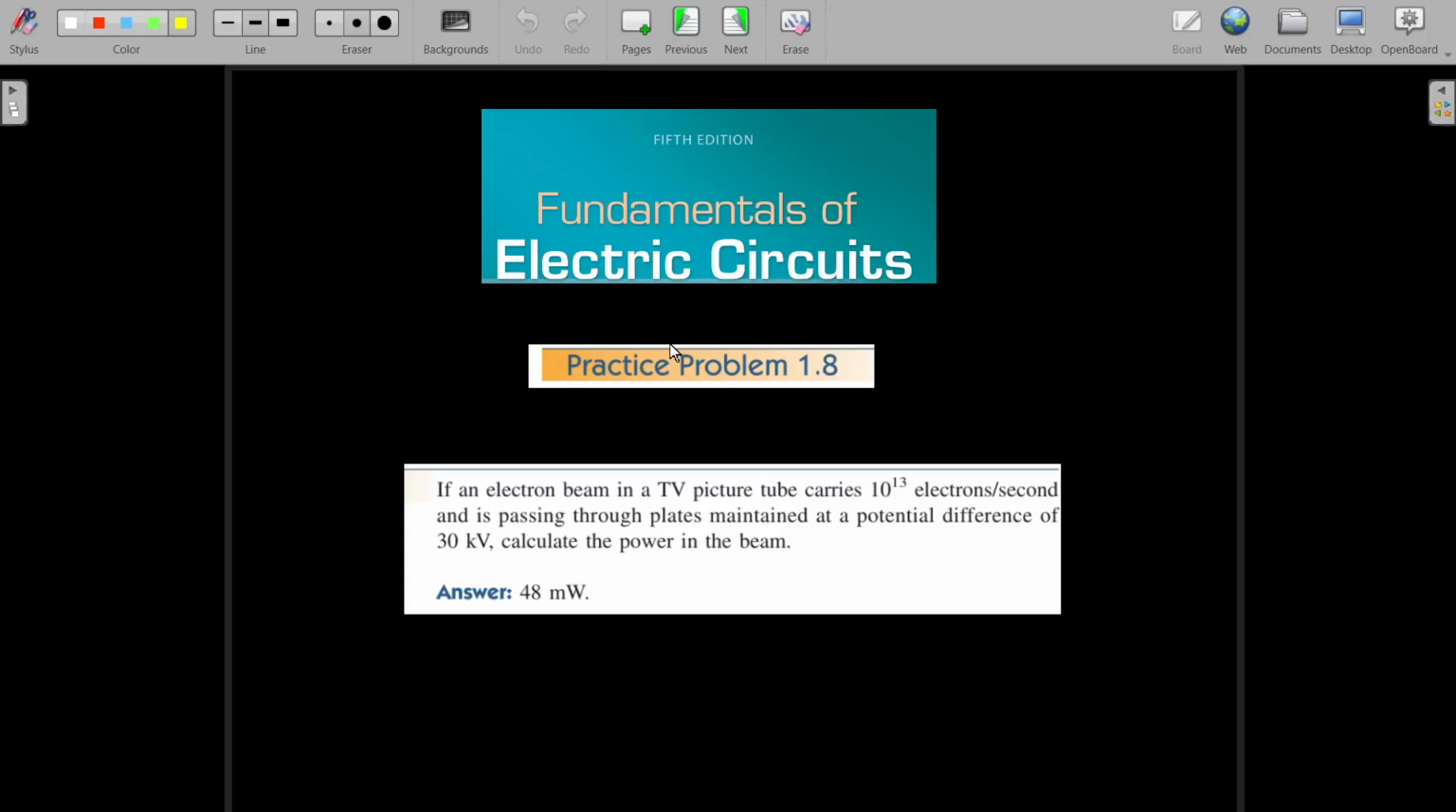Hello everybody. Today we are going to solve a problem from Fundamentals of Electric Circuits by Alexander and Sadiku's 5th edition. This is practice problem 1.8 and the question is: if an electron beam in a TV picture tube carries 10 power 13 electrons per second and is passing through plates maintained at a potential difference of 30 kilovolts, calculate the power in the beam. And the answer is given. Okay, let's solve this problem.